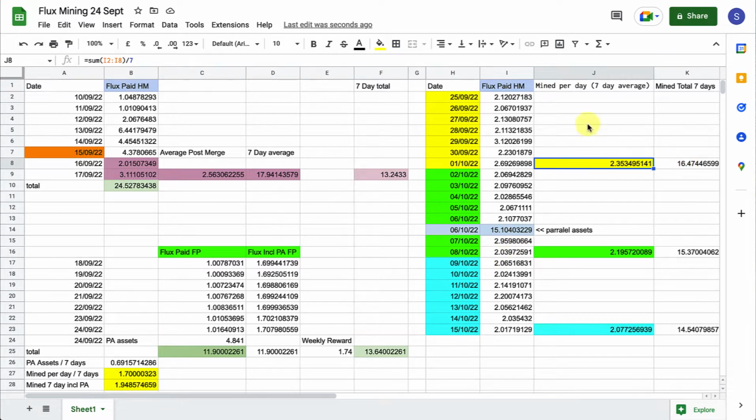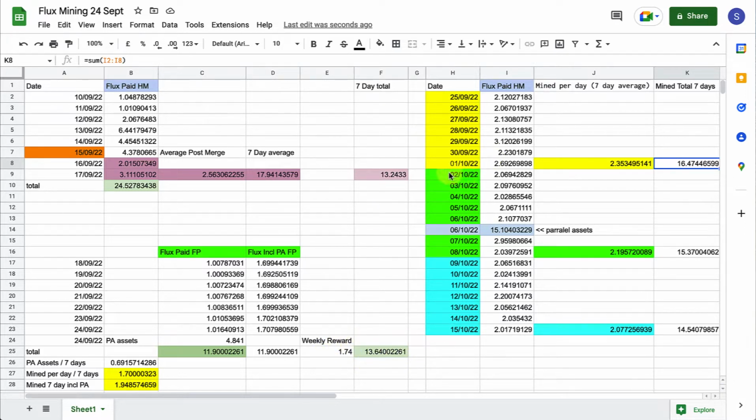Keep in mind that HeroMiners pays out their parallel assets instantly, except for the pending parallel assets, which are the ones that haven't been released yet. So I made 16.47 flux in that 7 day period compared to 13.64 on FluxPools, including my weekly reward.